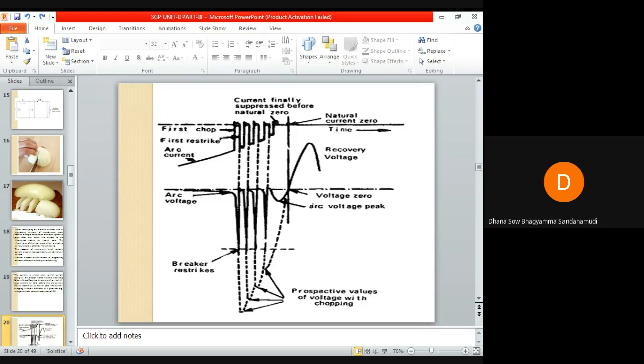The current is becoming zero at this particular instant.